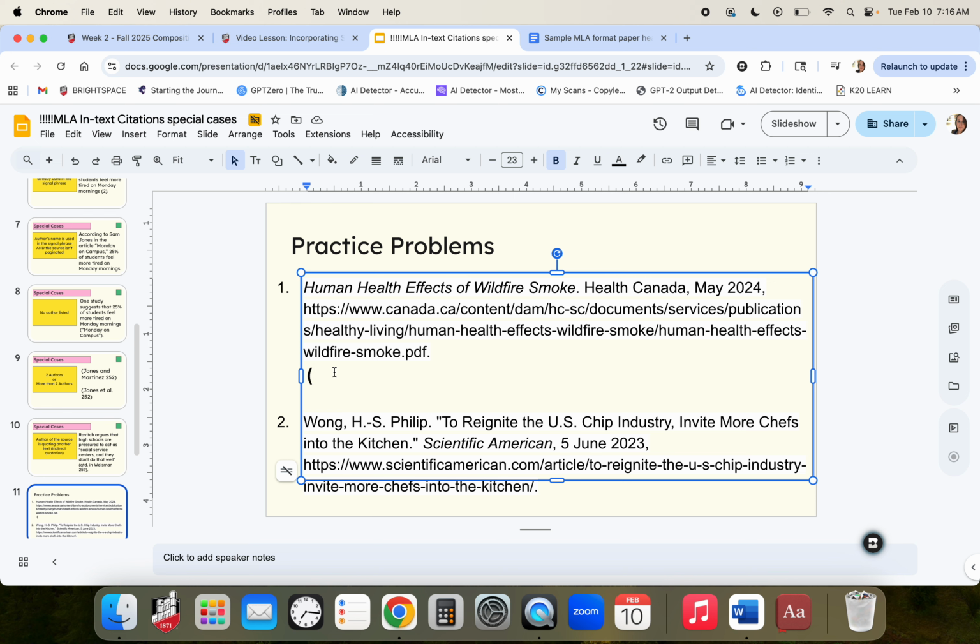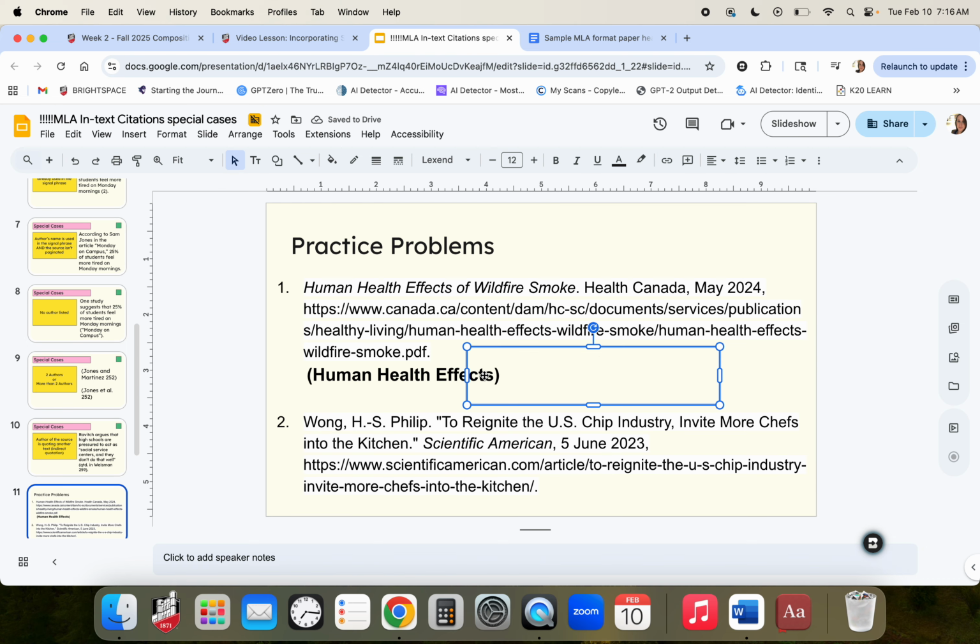So here we could do a couple things. We could consider Health Canada almost like the author, but if we did that, Health Canada would have to come here. Remember, whatever you put in the in-text parenthetical citation has to match whatever comes first on your citation. So here we would, instead of an author's last name, because there is no one, I would probably choose just these first three things.